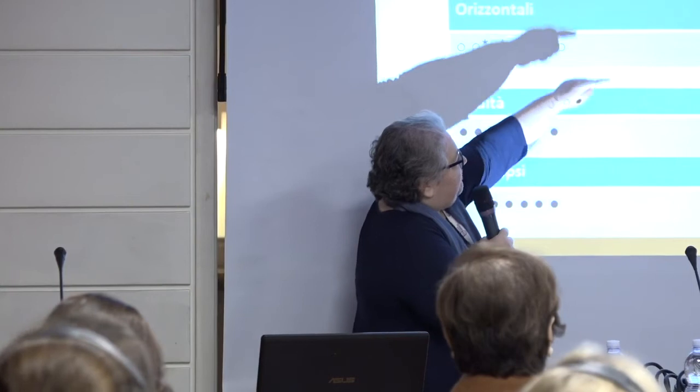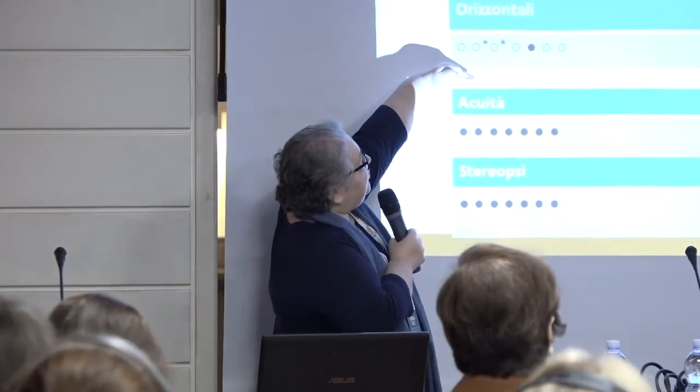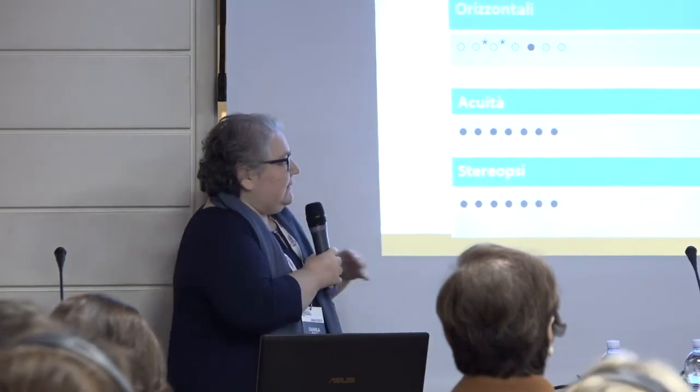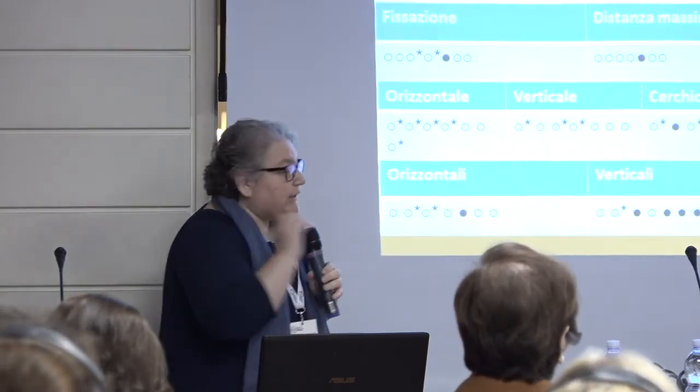Putting all these results together, as you can see, the white areas are the ones that are alike. So halfway we have most white circles, so fixation, distance, saccades, and so on, while the rest is mostly black.